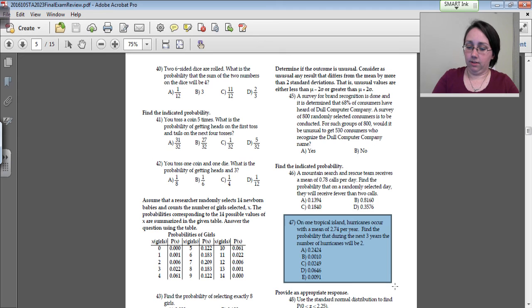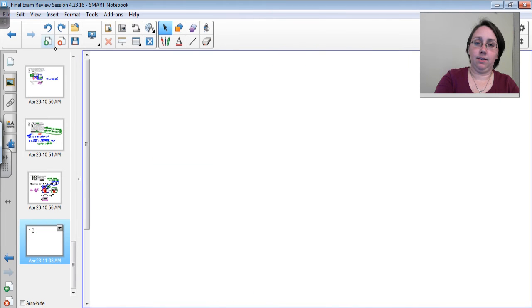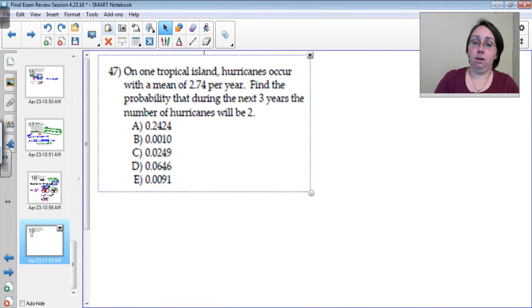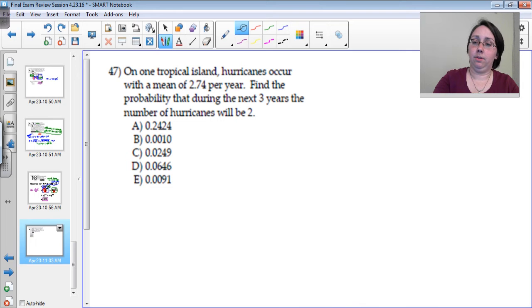Do you have to multiply by 3 because it's 3 years? No. All right. On one tropical island, hurricanes occur with a mean of 2.74 per year. Find the probability that during the next 3 years. What did you mean, multiply by 3? Yes, 365. Everything is in terms of years, not days.